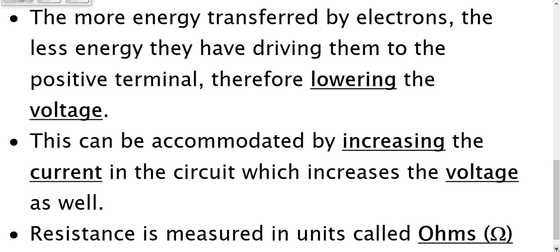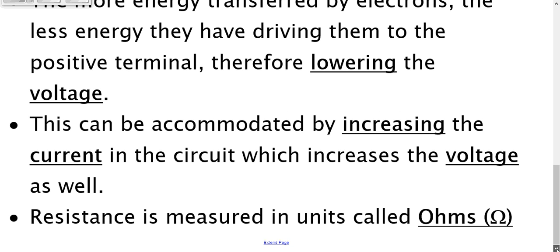The more energy transferred by electrons, the less energy they have driving them to the positive terminal. So that lowers the voltage in the circuit. This can be accommodated by increasing the current in the circuit, which in turn increases that voltage. Resistance is measured in a unit called ohms. And the symbol for ohms is this upside down kind of horseshoe, which is the Greek letter omega.